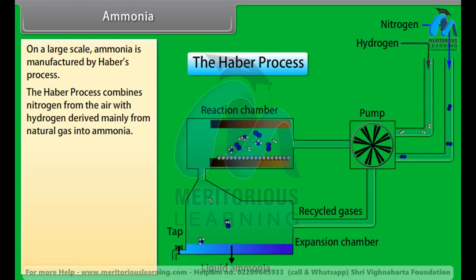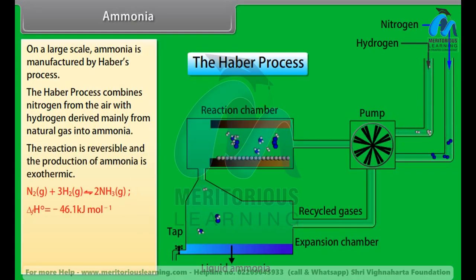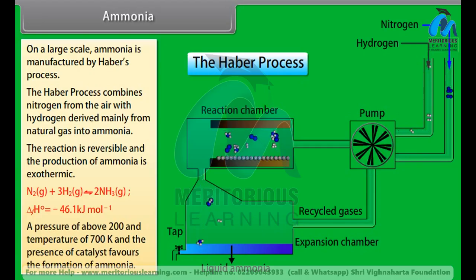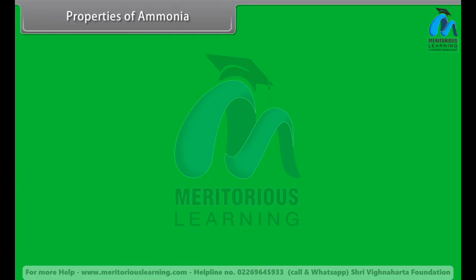Haber's process combines nitrogen from the air with hydrogen derived mainly from natural gas into ammonia. The reaction is reversible and the production of ammonia is exothermic. A pressure of above 200 atmospheres, a temperature of 700 Kelvin and the presence of a catalyst favor the formation of ammonia. Properties of ammonia.